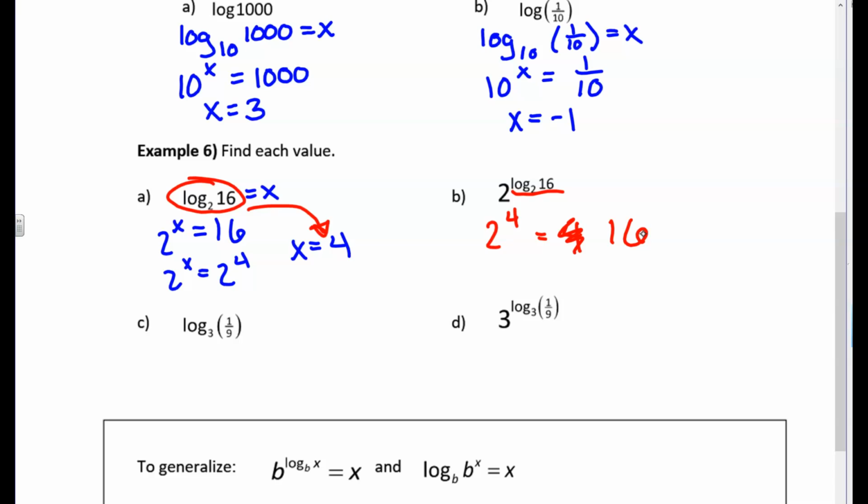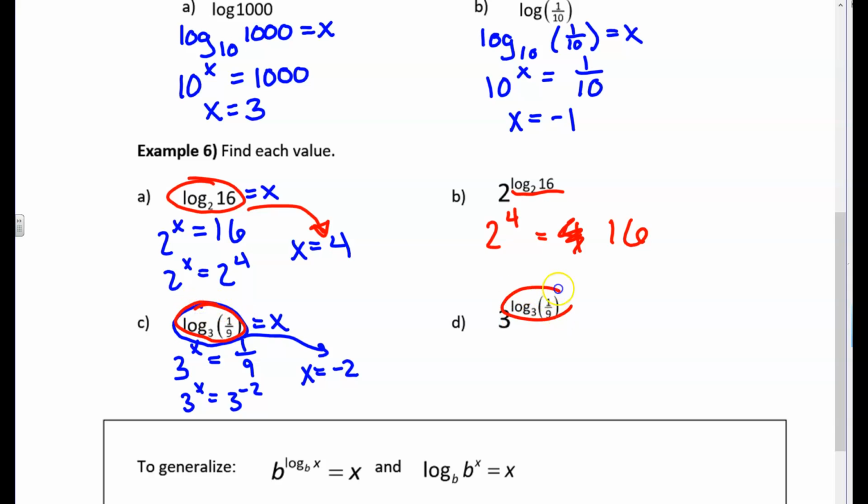Now let's look at this guy. Log base 3 of 1/9, I'm going to solve it, set it equal to x. So I'm going to flip it into exponential. 3 to the x equals 1/9. Well, 3 to the x equals 3 to the -2. Therefore, my x must be -2. That means this piece is the equivalent of -2. Well, 3 to the log base 3 of 1/9, let's solve that. Just like before, this piece here is here again, so we could rewrite this as 3 to the -2, and guys, 3 to the -2 is just 1/9.